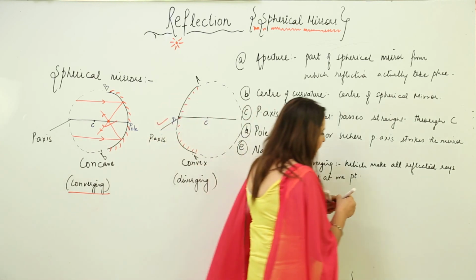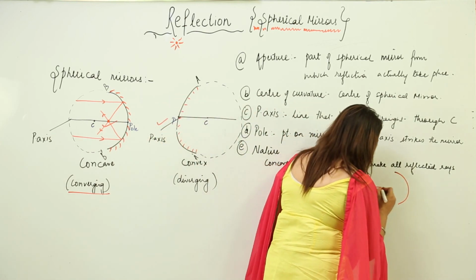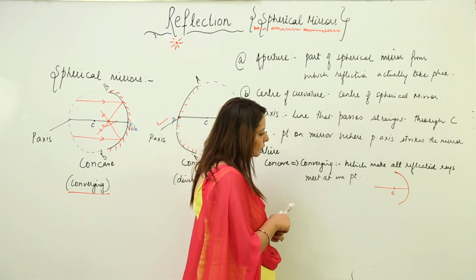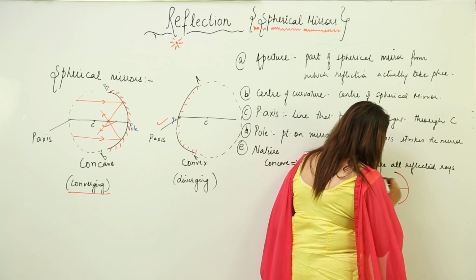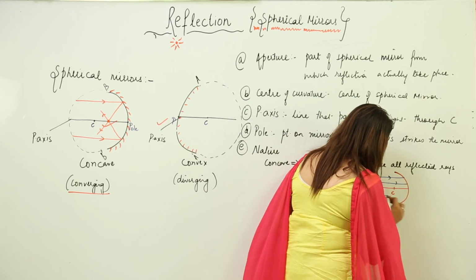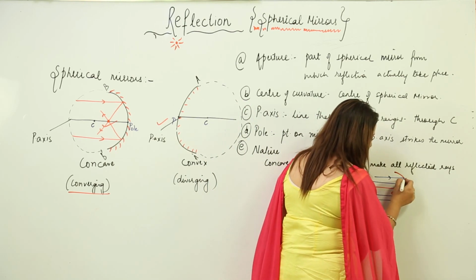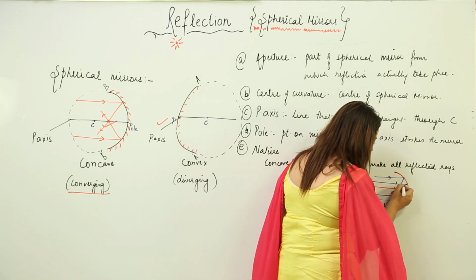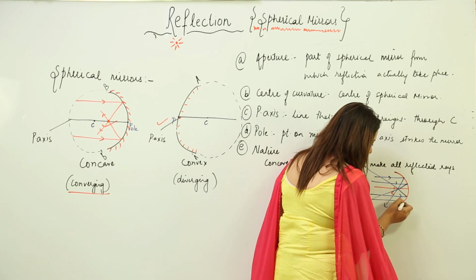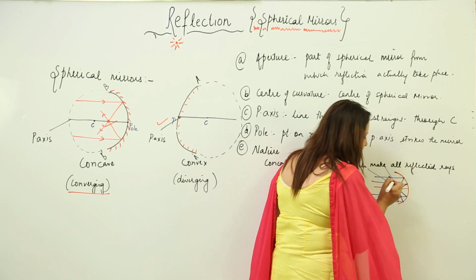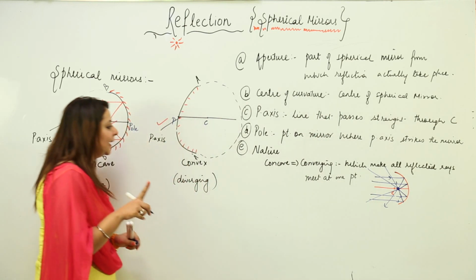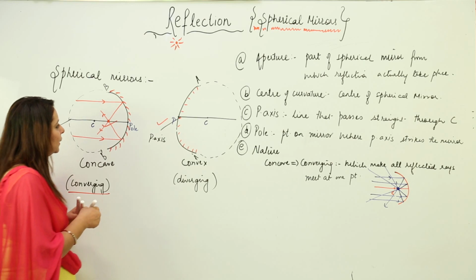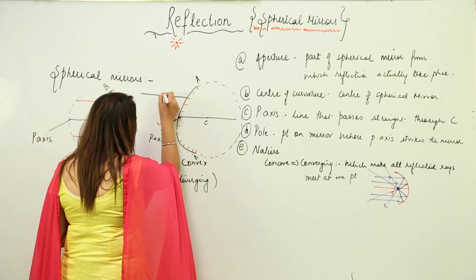Suppose you need to draw a figure also. So just draw it this way. Let this be your concave mirror. This be your principal axis. This be your center of curvature. So make many incident rays, let's say like this. They will be reflected like this. It will reflect like this, and even this will reflect like this. This will also reflect. So it is going to make all the reflected rays meet at one point. That is why we call it a converging mirror. And what about convex? Suppose these rays are striking it.